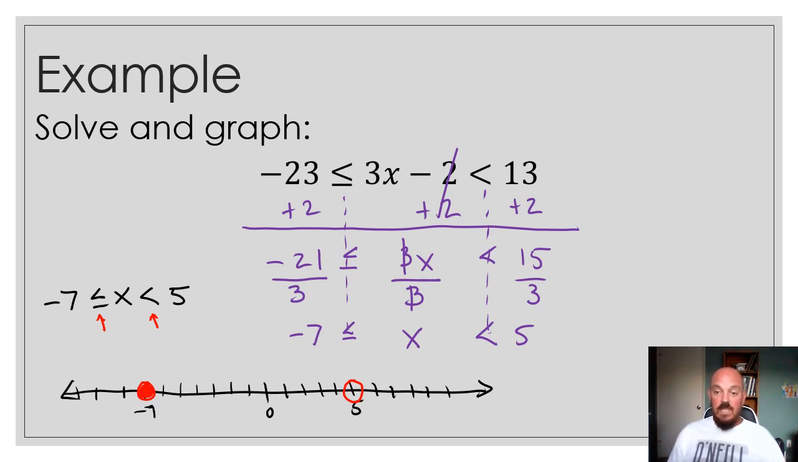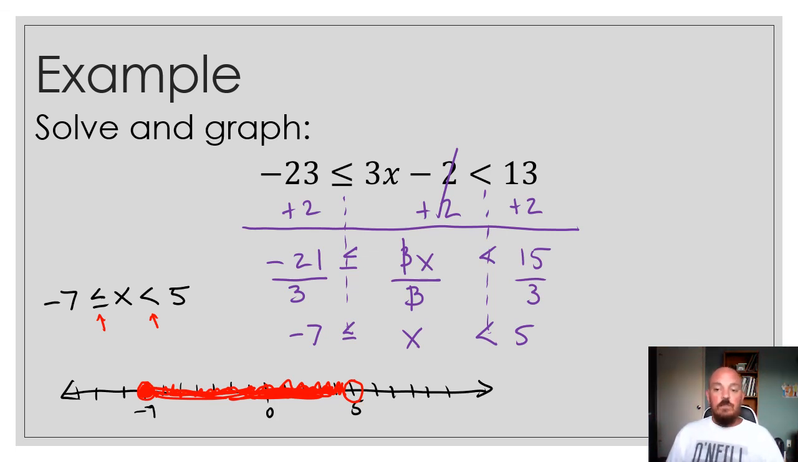Now, because it was an AND statement, I'm just going to shade in everything between those. I'm going to color in all this here to show on my number line that the answers are all the numbers that are in between negative 7 and 5. It can be negative 7, that's what the dot means. It cannot be 5, it stops just before it gets to 5. That's what the open circle means.